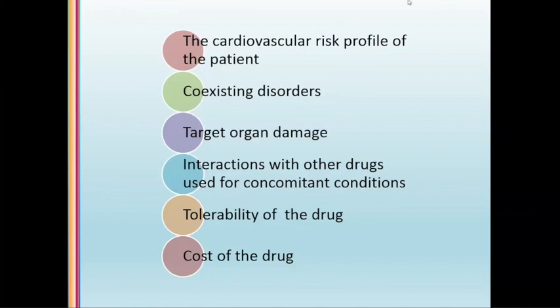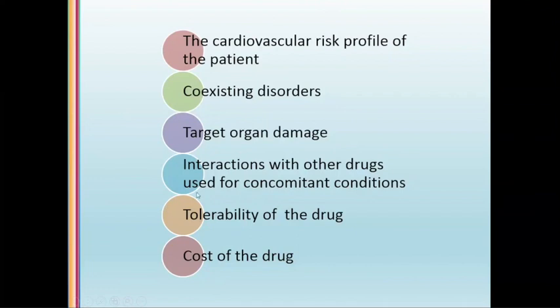Interaction with other drugs, also target organ damage. If your patient has left ventricular hypertrophy, LVH, we should give an ACE inhibitor. If your patient already has renal impairment, you should avoid using furosemide a lot unless you can monitor in detail. Always consider interactions because we are talking about older people, and the tolerability of the drug.